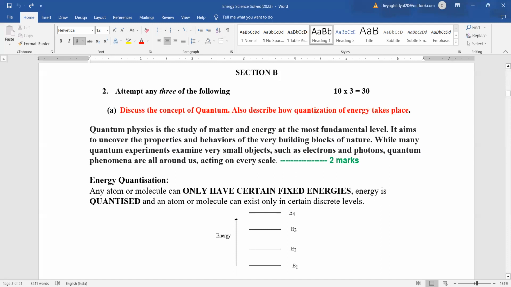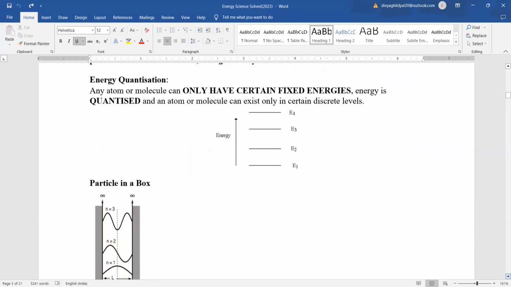Now your 10 marks will be divided like this: 2 marks they will give if you explain the concept of quantum, and 8 marks where you will give either a diagram showing the quantization of energy levels or you will explain the eigenvalue formula. Many quantum experiments examine very small objects such as electrons, photons, etc. Quantization means having certain fixed energy levels, so the energy is quantized. That means it exists only in these energy levels.